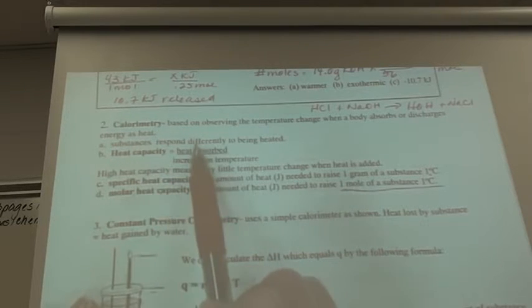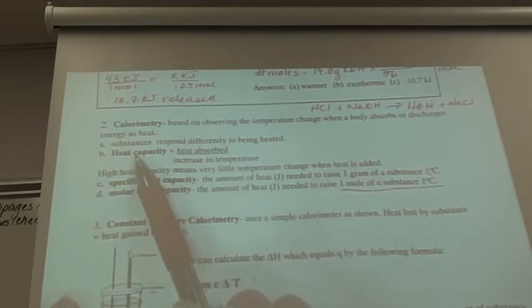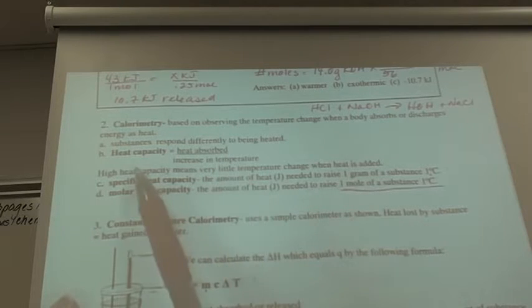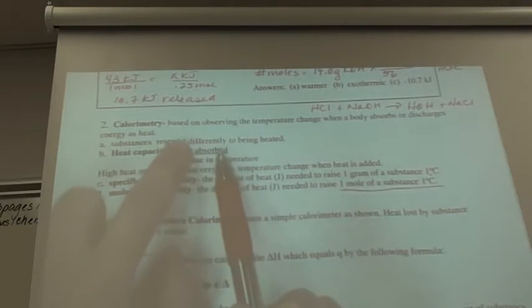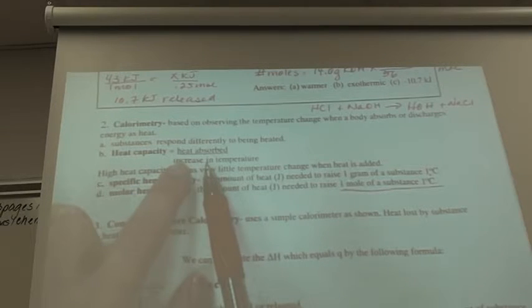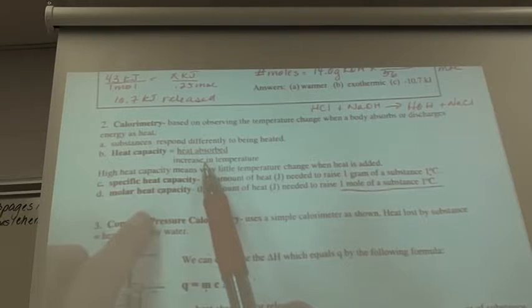All right, substances respond differently to being heated. You know that. The heat capacity of anything is the heat absorbed over the increase in temperature. This is where kids get confused. Something that has a high heat capacity, a big numerator and a little denominator, means that you can put a lot of heat into it before the temperature changes.